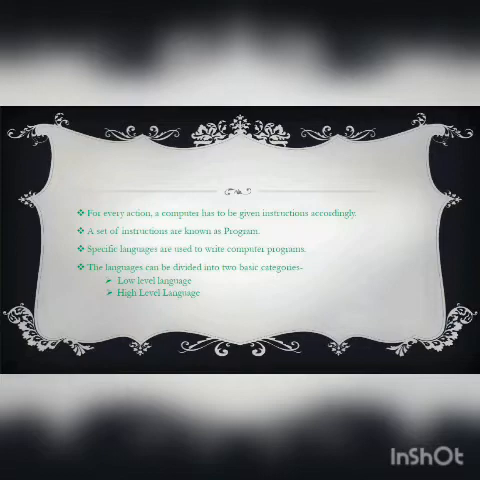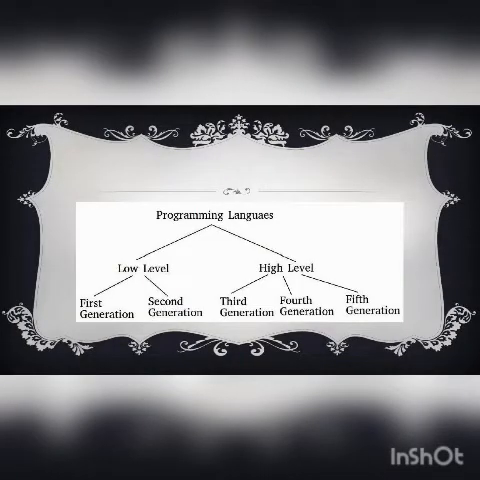Some specific languages are used to write computer programs, and these languages are basically divided into two categories, that is your low-level language and high-level language. Just look at the picture. This programming language is divided into two basic categories, that is your low-level language and high-level language. The first generation language and second generation language come under low-level language, and third, fourth and fifth generation languages are called high-level language.